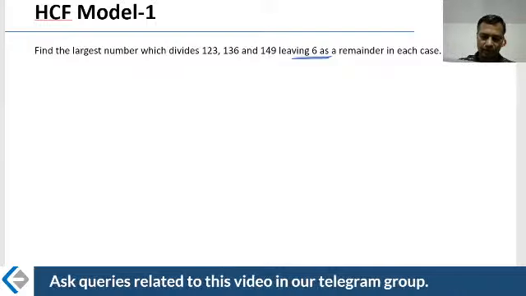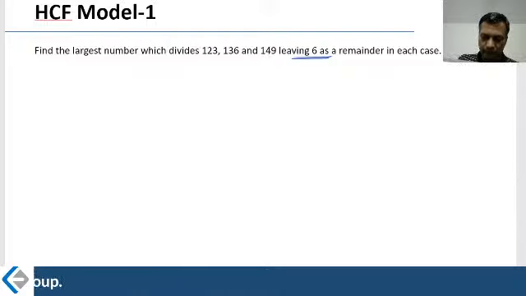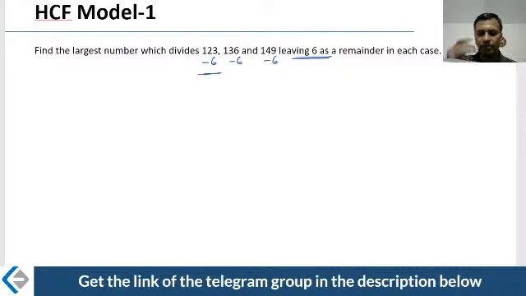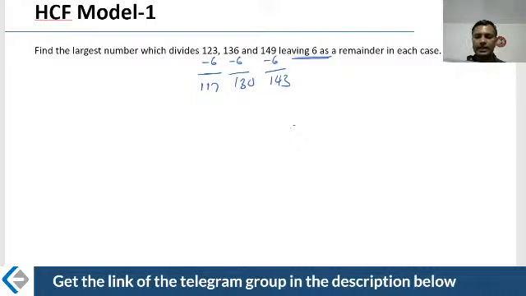Now listen to this carefully, friends. What I should be doing here is minus 6 on each number. If I do minus 6, my first number, 123 minus 6, becomes 117. Here it is 130, and here it becomes 143. So I need to find the HCF of these numbers.